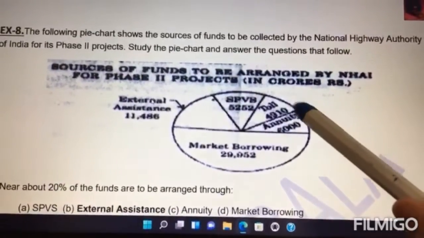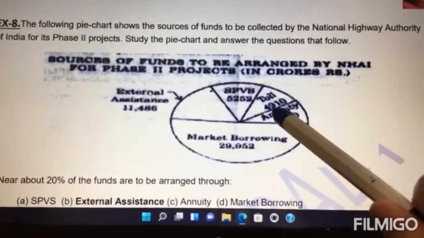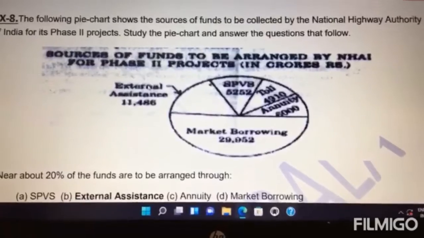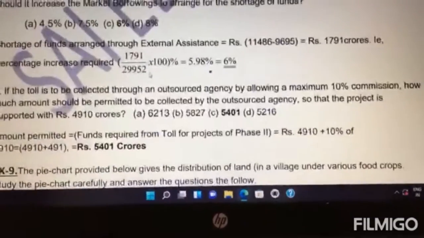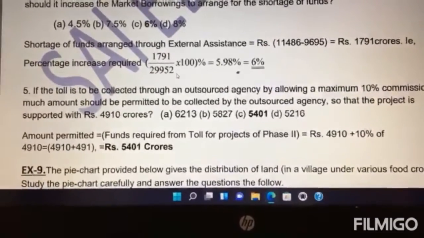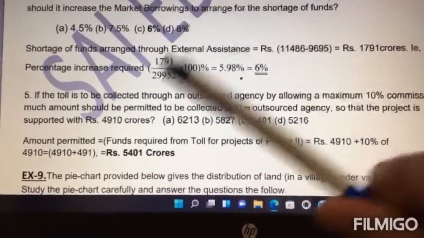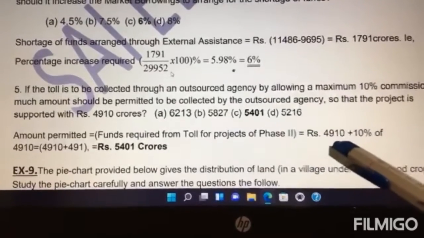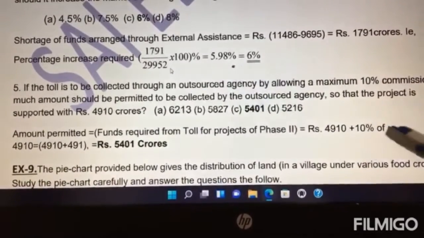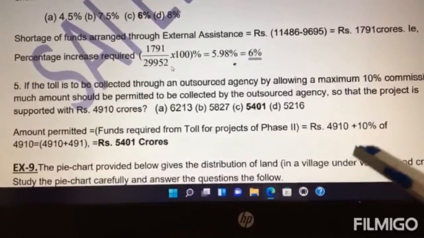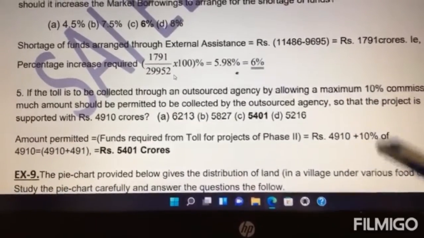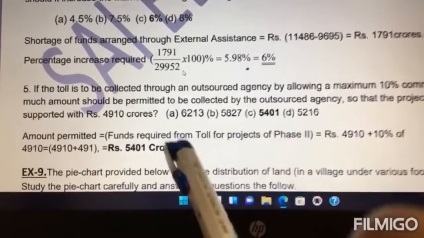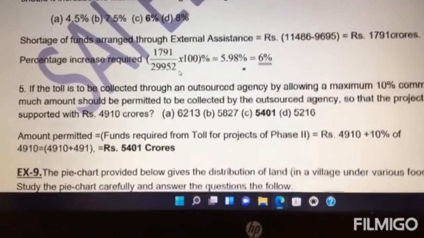So if the entire project has to be financed, or if the entire amount that has to be raised through toll has to remain this, then how much should the total revenue from toll be, after accounting for the fact that we have to pay 10% commission to the agency? Okay, so very simple. We need this much amount. This should be the net amount after giving 10%. So how much should we charge through tolls? It should be 4,910 plus 10% of 4,910, which gives us 5,401 crores, which is answer number C.